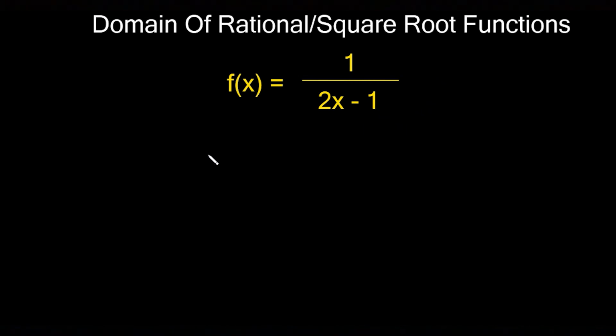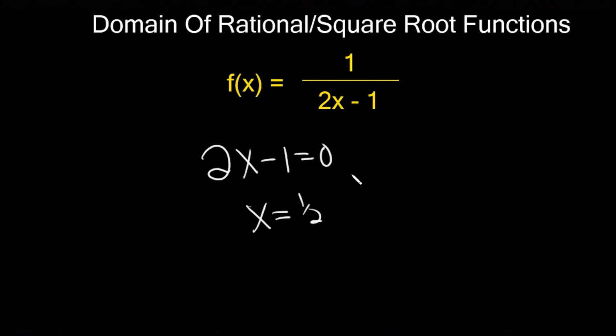So all you got to do is take your denominator, set it equal to 0, and solve. So 2x minus 1 equal to 0, and solve it, right? Here I'm going to add 1 and divide by 2. So I get x is equal to a half. So your domain here is going to be all real numbers except x cannot be a half.